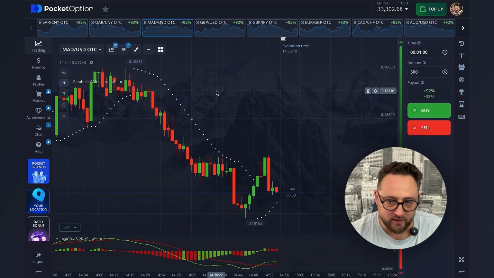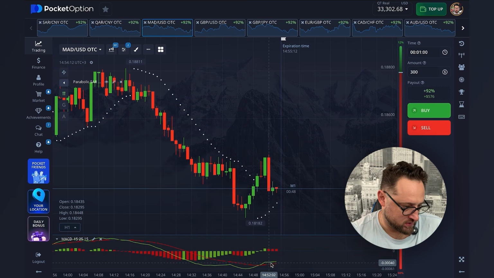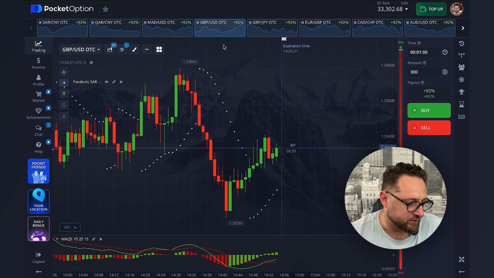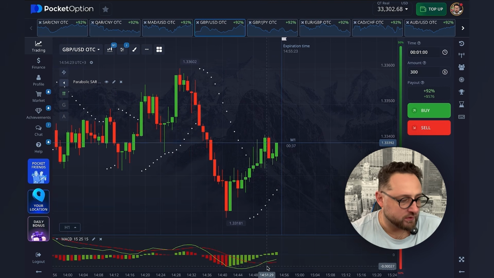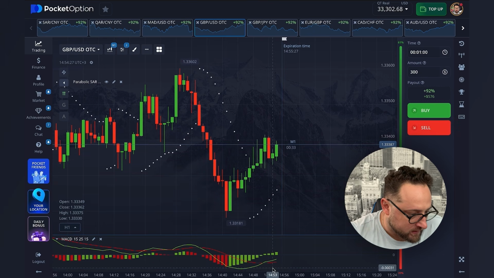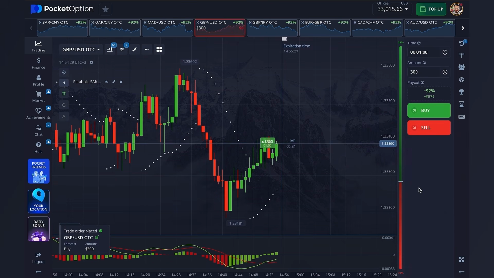Here is another signal. MACD crossover plus Parabolic SAR confirmation. Not too clear. This one is good. This one is good. Let's open a buy position for 300.